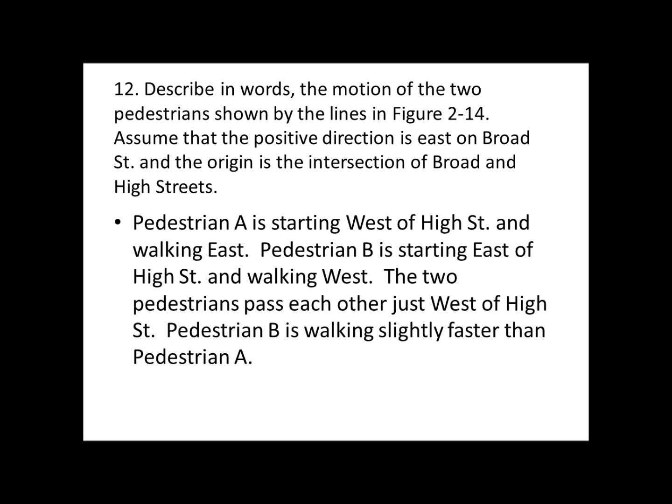The two pedestrians pass each other just west of High Street. So where do those two lines cross? Pedestrian B is walking slightly faster than pedestrian A. Now this is subtle. The way that I know that pedestrian B is walking slightly faster is because of the slope of the line.